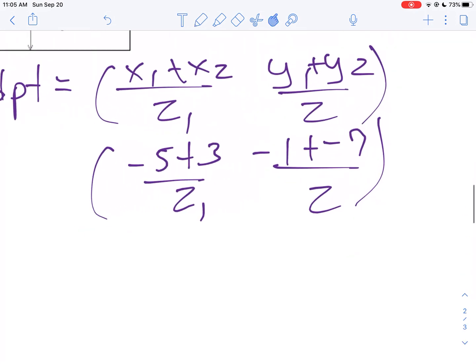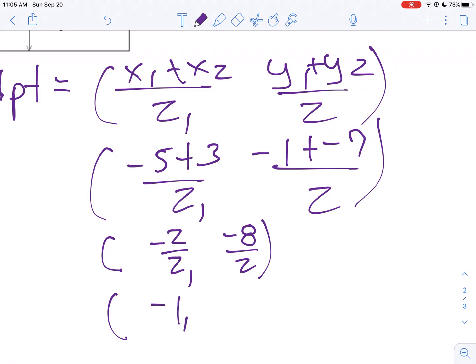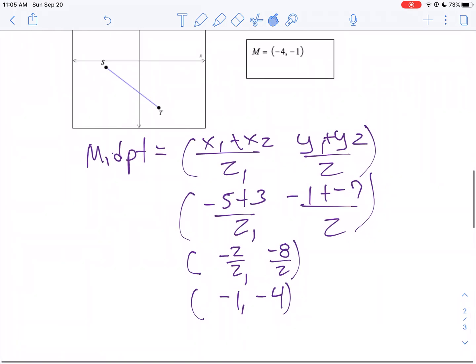Now we're just going to simplify that. -5 plus 3, well, that's -2 over 2. -1 plus -7 is -8 over 2. Well, -2 divided by 2 is -1. -8 divided by 2 is -4. So you get (-1, -4). It looks to me like you just mixed up your x's and y's. But once again, I can't guess that. I got to see your work.